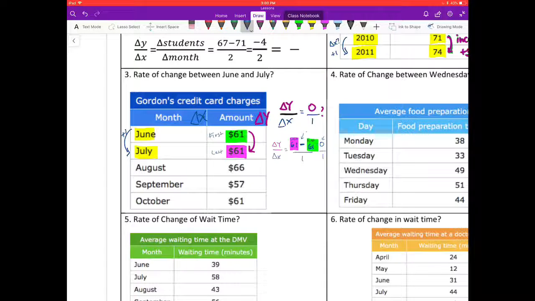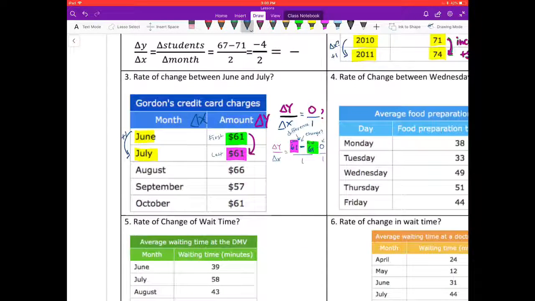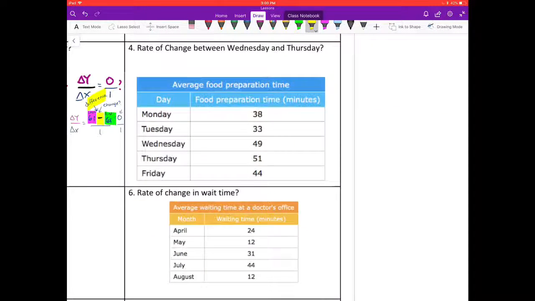Because didn't we want to know the change, right? And change means find the difference. They're the same thing. So if I tell you, okay, last week I made $100, but this week I only made 50. What's the change? What's the difference between last week 100 and this week 50? Oh, $50. It's the difference of $50. So the difference between 61 and 61, again, the difference means subtract. The difference between the last and the first is $0. There is no change. Okay, next one.